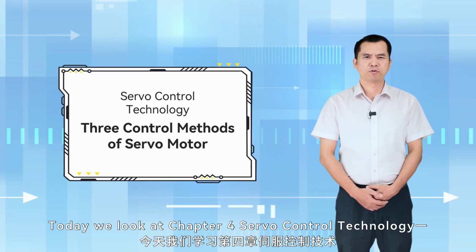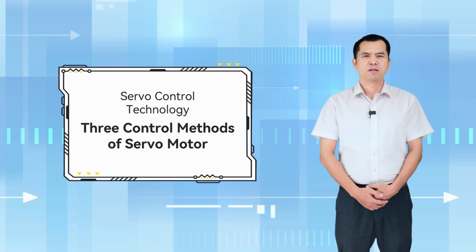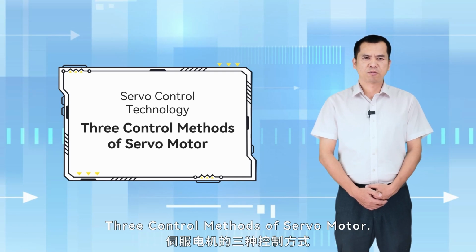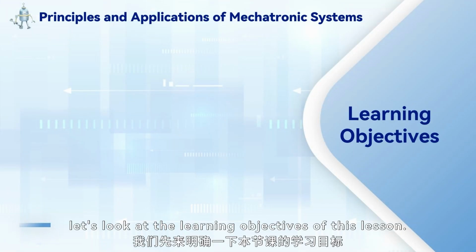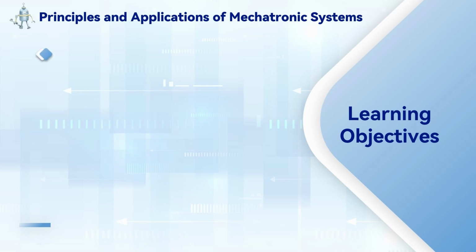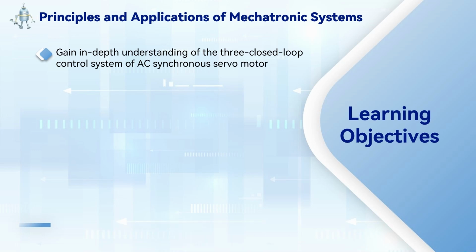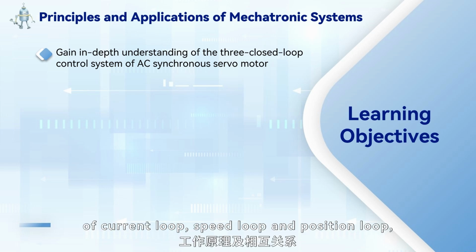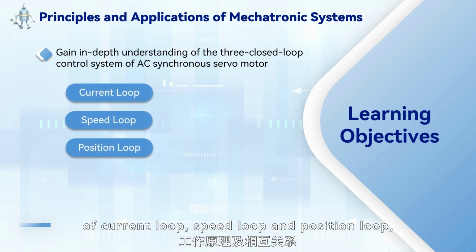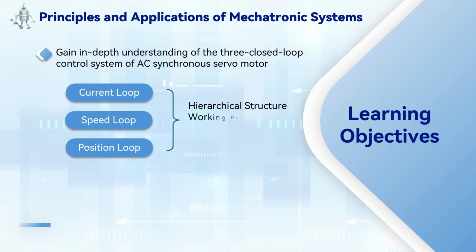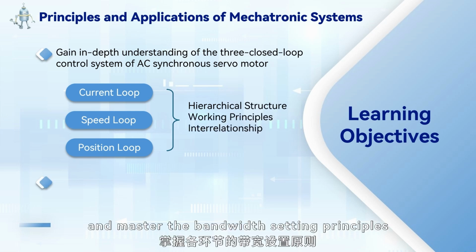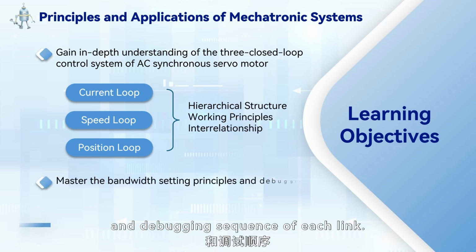Today we look at Chapter 4, Servo Control Technology, 3 Control Methods of Servo Motor. First, let's look at the learning objectives of this lesson. We aim to gain in-depth understanding of the 3 closed-loop control system of AC synchronous servo motor, including the hierarchical structure, working principle and interrelationship of current loop, speed loop, and position loop, and master the bandwidth setting principles and debugging sequence of each loop.